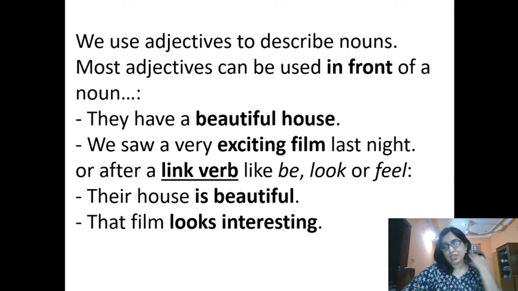But if you're talking about link verbs or the be form of the verb, which is, their house is beautiful. In this way, if you're placing the noun first and using a link verb, then the adjective comes afterwards. So their house is beautiful, and it is grammatically correct, and it is going to make sense. That film looks interesting. So both are possible. You can introduce a noun and then define its quality, or the most common formula is to use the adjective before the noun, as I've done in the previous two examples.